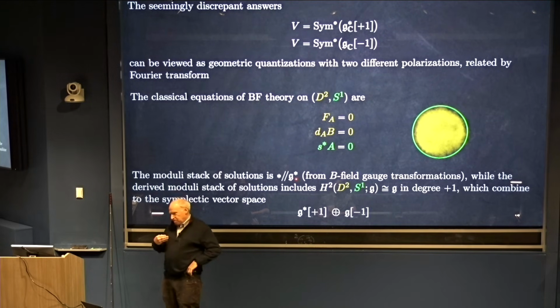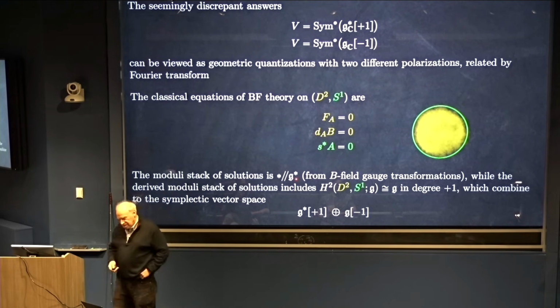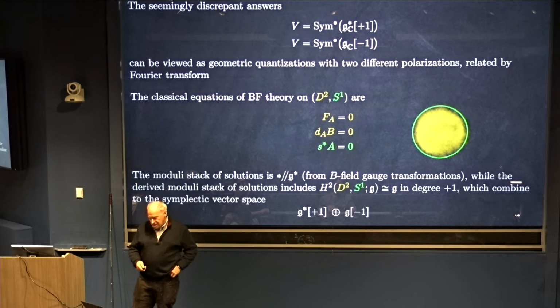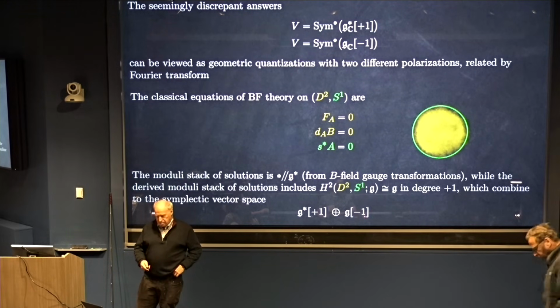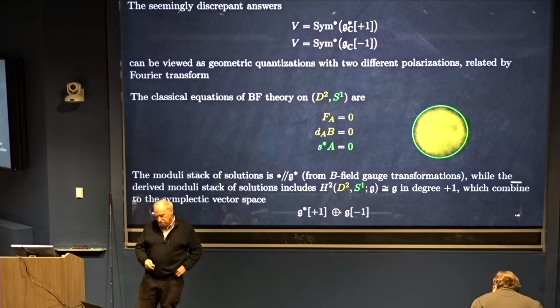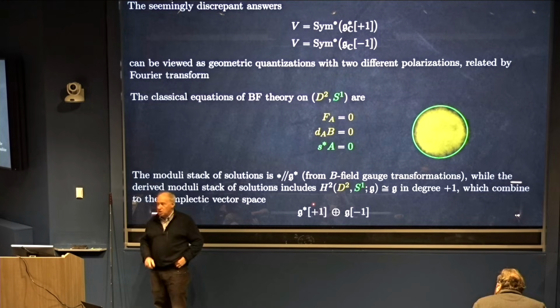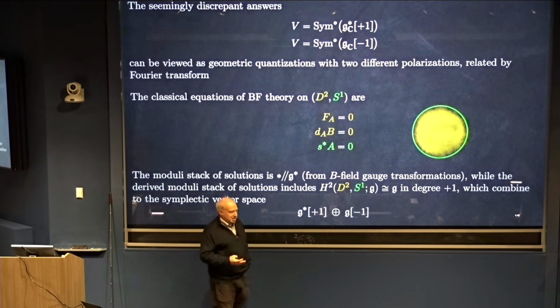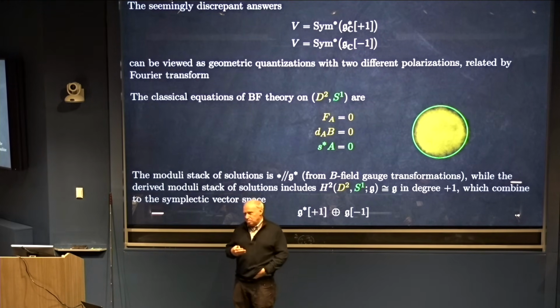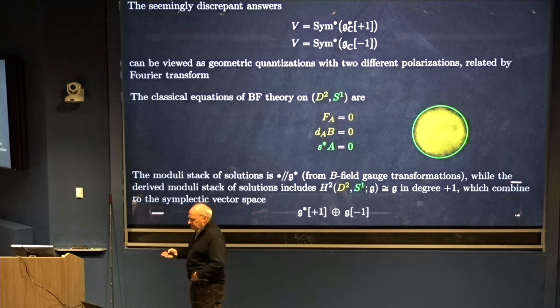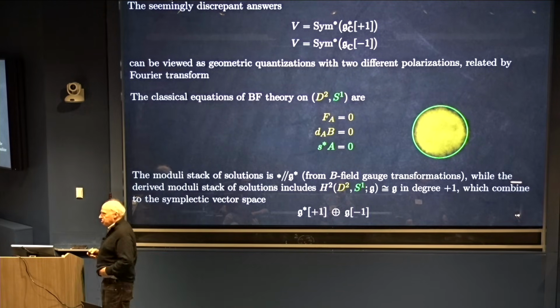But now you have to remember the derived part of the space of connections. And so in the end, what you get is this symplectic vector space, which has both the G and the G star in degrees 1 and -1. And when you quantize, you polarize that standard symplectic vector space, and that's how you get the two different answers from that point of view.